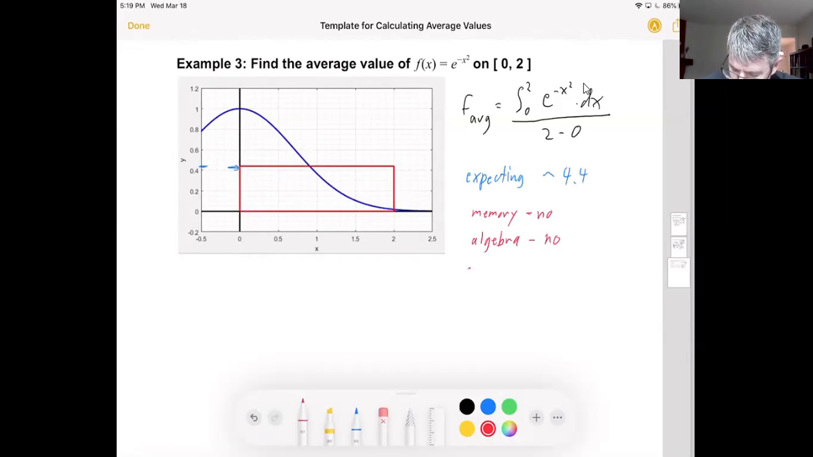Can we do substitution? There are a couple possibilities of things that we could sub for. We could let probably u equal negative x squared would be a good guess. But if you take the derivative of that, you would get a negative 2x. And there is not a factor of negative 2x anywhere to be seen. So this just doesn't work. So that is also a no.